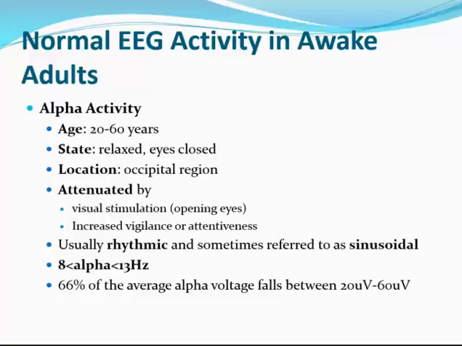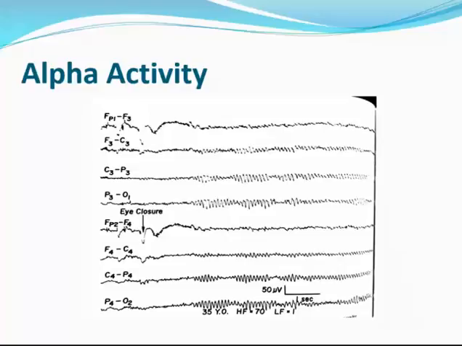Normal EEG activity in the awake adults. You have alpha activity, ages 20 to 60. The state is relaxed, eyes closed, location occipital and parietal regions, you might see that. It is attenuated by visual stimulation, opening eyes, increased vigilance or attentiveness, usually rhythmic and sometimes referred to as sinusoidal. That's from 8 to 13 hertz. 66% of the average alpha voltage falls between 20 microvolts and 60 microvolts.